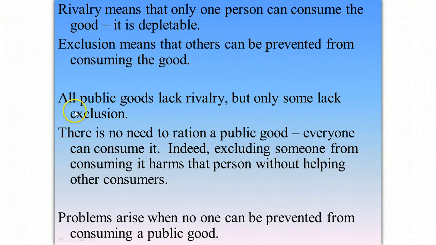So problems arise when no one can be prevented from consuming a public good. If nobody can be prevented from consuming it, how does somebody charge for it? If, as soon as it's provided, everybody can use it, there's no incentive for people to pay. So if you don't have an incentive for people to pay, the market will not provide it.